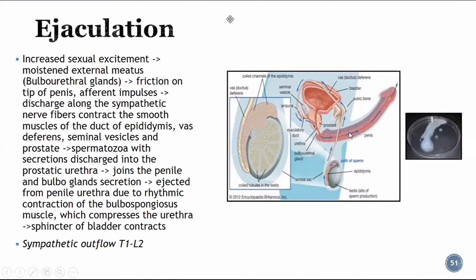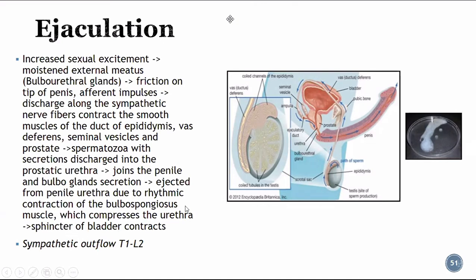Now in the penis, the prostatic secretion and the sperm, the spermatozoa or the sperm cells, join the penile and bulbourethral gland secretions. Now it is ejected from the penile urethra due to rhythmic contraction of the bulbospongiosus muscle. This is the muscle that contracts to eject your urine as well as your sperm cells, or your semen.